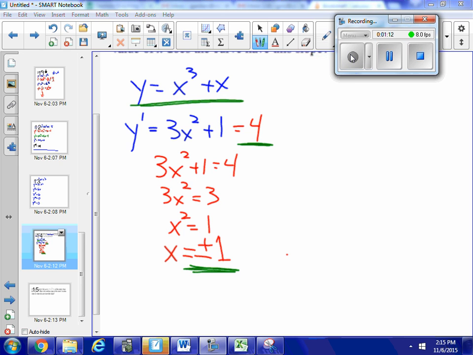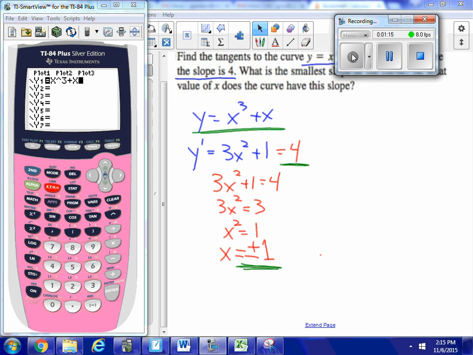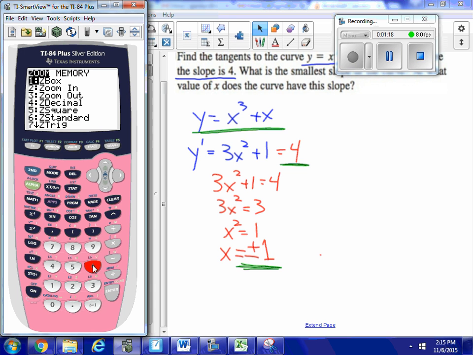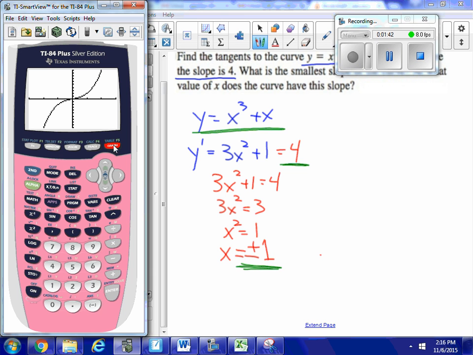You know, let's just graph it just to see if we think we're on the right track. So I put the formula in, I go zoom 6, here's my graph. I might want to look at it a little bit more closely, like from the window of, let's say, negative 3 to 3, and we'll graph it. And does it look like I can have a slope of 4 at x equals 1 and x equals negative 1? Could be. It's going up pretty steep right there at that point, and it's going down pretty steep right there at that point.